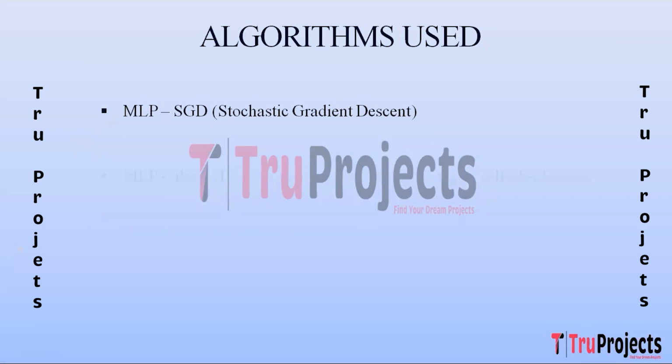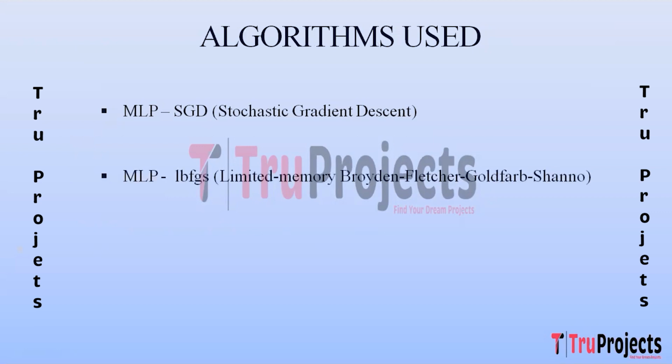And the next algorithm built is MLP combined with LBFGS, that is limited memory Broyden-Fletcher-Goldfarb-Shanno. LBFGS is a quasi-Newton optimization algorithm designed for unconstrained optimization problems. LBFGS belongs to the family of quasi-Newton methods, which aim to find the minimum of a function without explicitly computing its derivatives. LBFGS maintains an approximation of the inverse Hessian matrix to iteratively update the model parameters. It is particularly effective in scenarios where the dataset is not extremely large and the model has a moderate number of parameters.